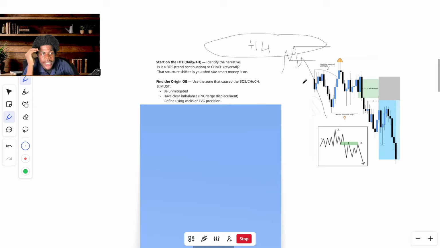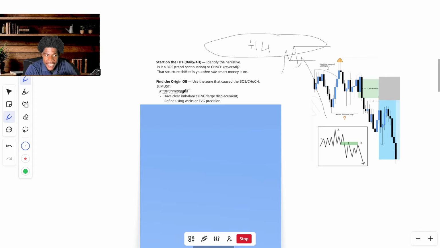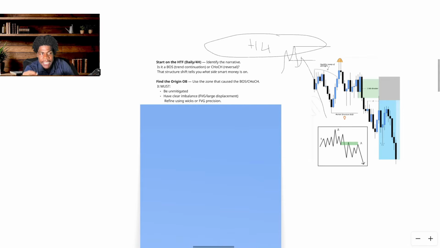This right here is the step-by-step framework. We use the 4-hour and the daily to identify the overall narrative. And then we scale down to the lower time frames, the 1-hour or the 4-hour even, to find the higher time frame zone that price may pull into. It must be unmitigated, like I stated before. It must have a clear imbalance or a fair value gap displacement, or it must be refined using wicks or fair value gap precision. Basically, it just must be a higher time frame zone that hasn't been used yet.